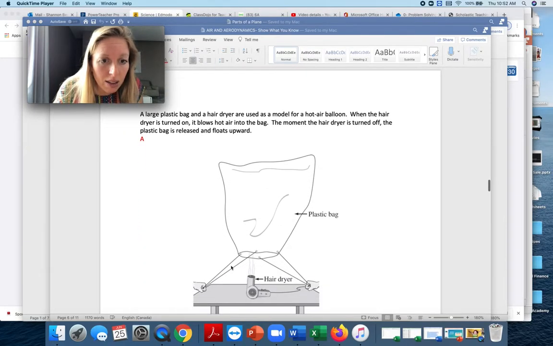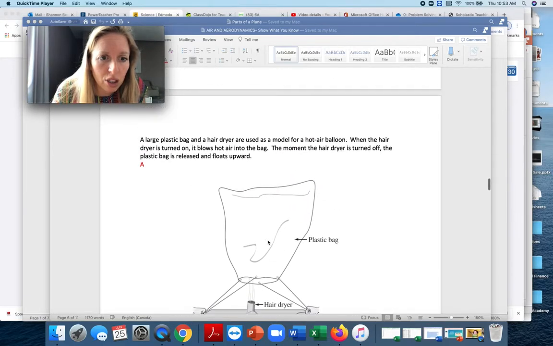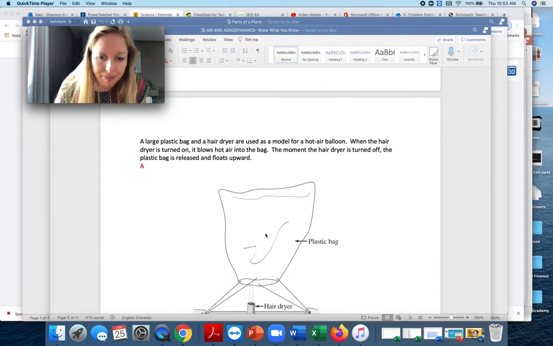Number 8. This was a little bit of a tricky question. If you had seen your mark right away, this one was edited afterwards, because I think the answer key initially had the wrong thing. Large plastic bag, basically we're creating a hot air balloon. This goes back to the concepts we learned about the speed of air molecules and temperature. A plastic bag and hair dryer are used as a model of a hot air balloon. When the hair dryer is turned on, it blows hot air into the bag. The moment the hair dryer is turned off, the plastic bag is released and floats upward.